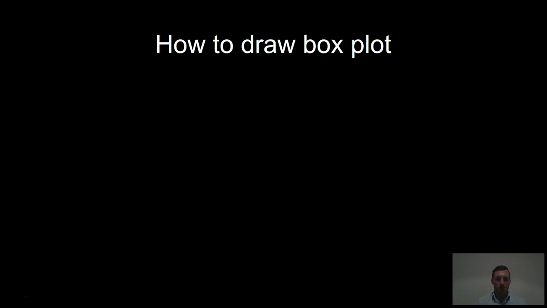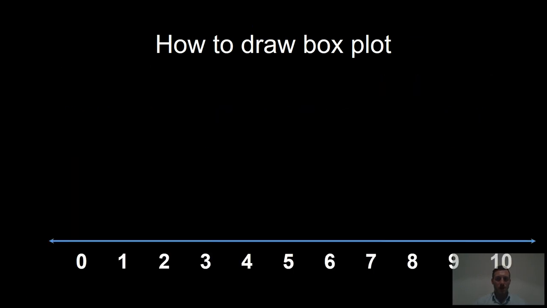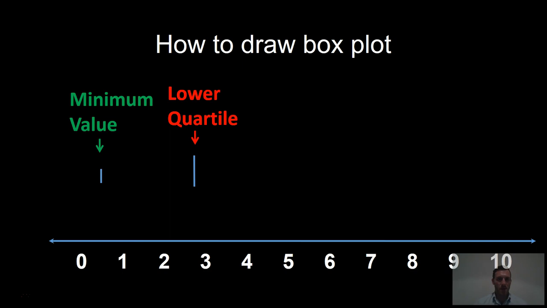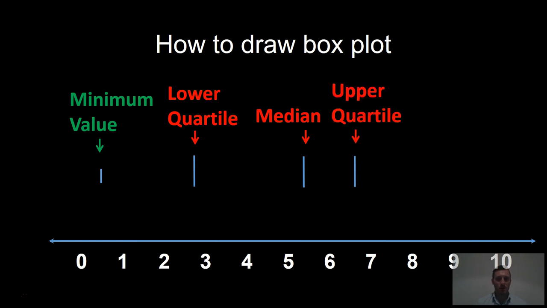Let's look at how to draw a box plot. So we draw and label the number line or scale that's larger than the range or distribution of the dataset. Then we draw a vertical dash above the number line for each of the 5-figure summaries. The first one is the minimum value. The next one is the lower quartile or Q1. The next one is the median or Q2. The next one is the upper quartile or Q3. And the next one is the maximum.